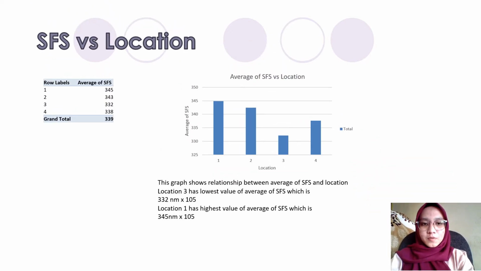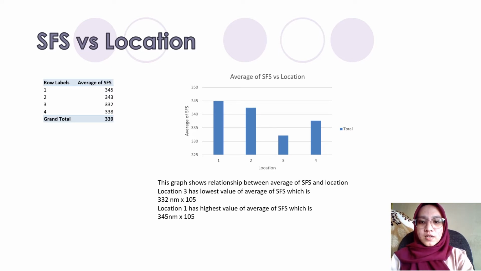Next, I will explain about the table and graph between synchronous fluorescence spectra, SFS, and location. From this table, we can see the value for average of SFS for different locations. For location 1, the value is 345. For location 2, the value is 343. For location 3, the value is 332. And lastly, for location 4, the value is 338.